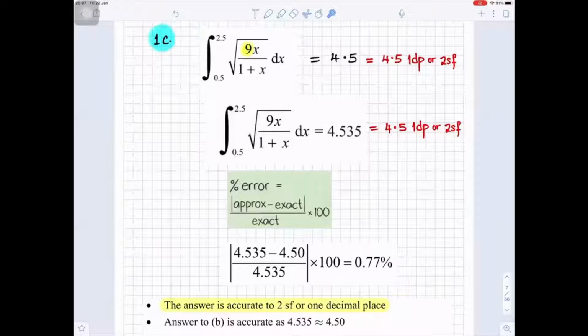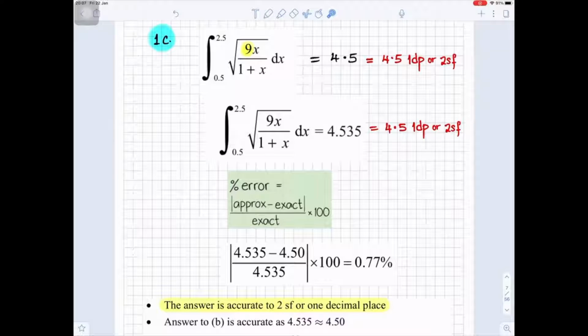And question 1c, the integral from 0.5 to 2.5 of the square root of 9x over 1 plus x is 4.5. And that 4.5 is 4.5 to 1 decimal place or 2 significant figures. And the one we are given is 4.535. If we round that to 2 significant figures, or to 1 decimal place, we will get the same 4.5. So to 1 decimal place or to two significant figures, the answers are the same.